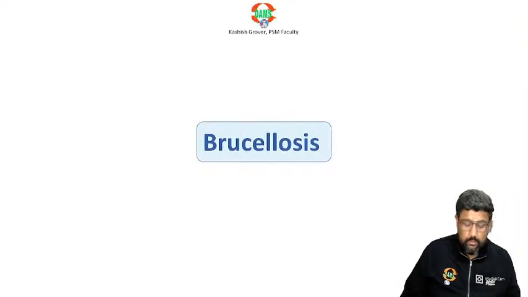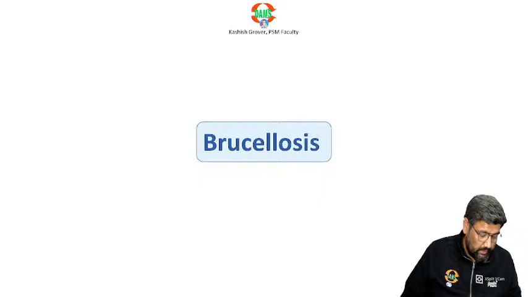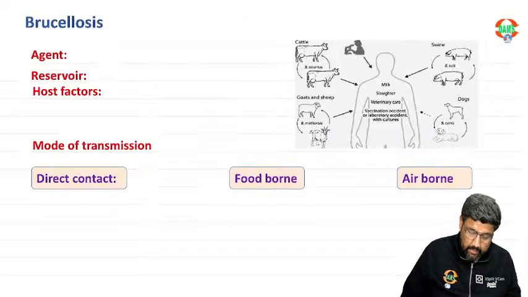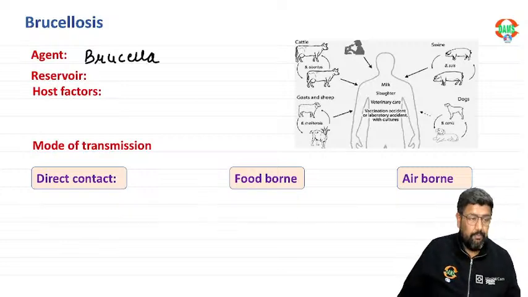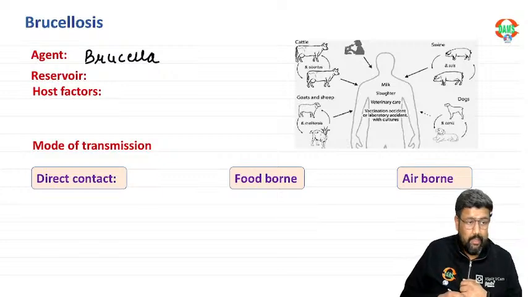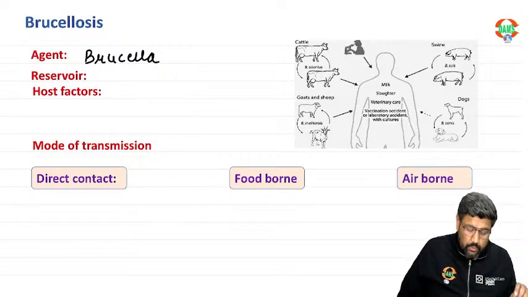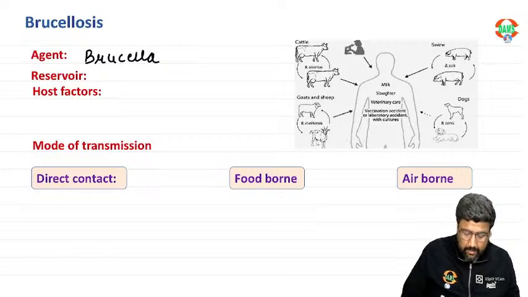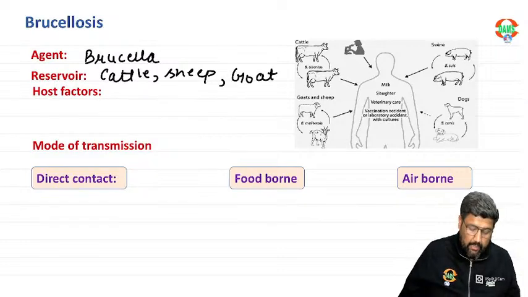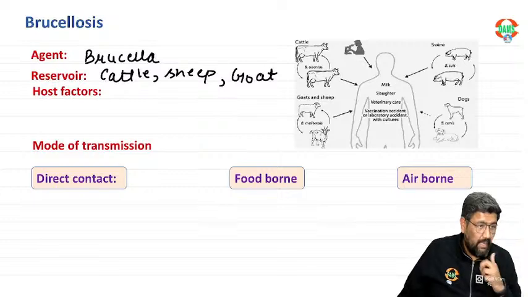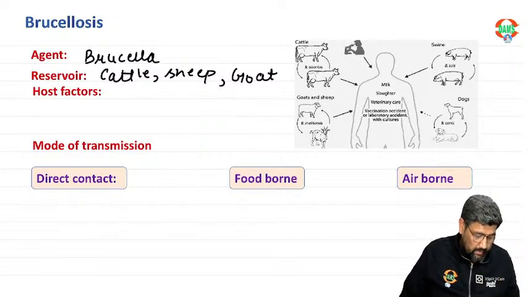Next, I'm going to brucellosis. Right? Now, this brucellosis is spread by, the agent is brucella, and there are 4 types of brucella. You are going to read this in detail in your microbiology. So what is the reservoir of brucella? The cattle, sheep, goat. Cattle, sheep, goat, they are the reservoir.